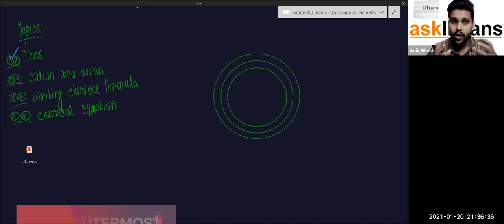Writing chemical formulas, why we need them, what the uses of chemical formulas are. Apart from that, how to form new compounds if they give you the formula, or if they give you the name. Apart from that, chemical equations, what the reasons for these chemical equations are. And definitely we are going to end this class with some FAQs. And I guess we are going to have a very good time with each other.